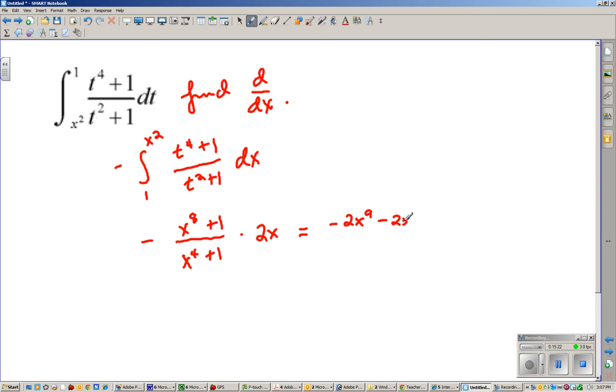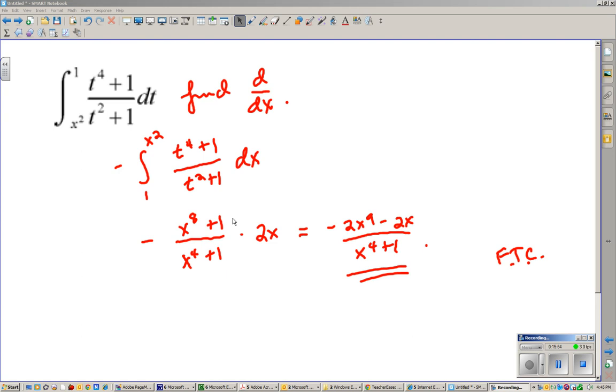All of that. Let's try it one more time. Minus 2x to the 9th minus a 2x divided by x to the 4th plus 1. And we are done. That is the derivative of this integral by the FTC. Thank you.